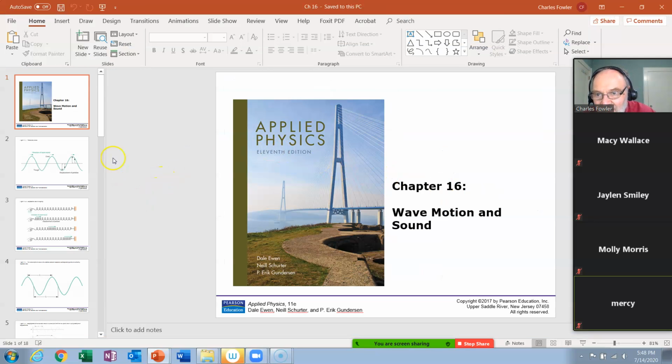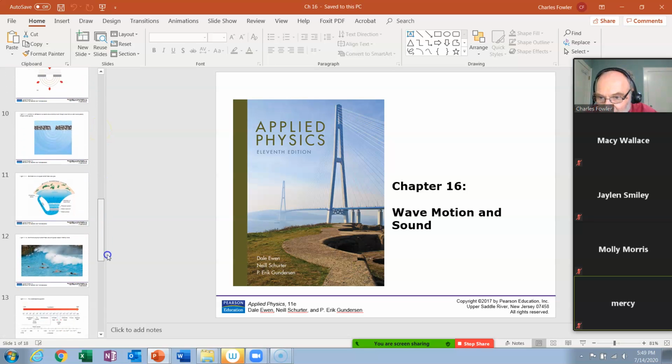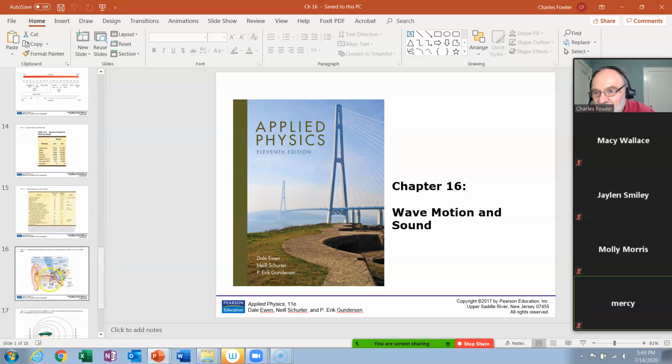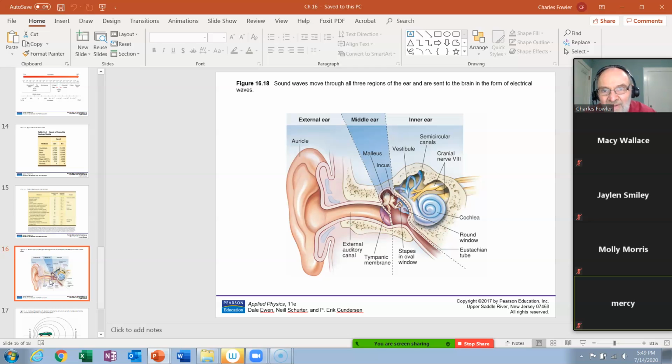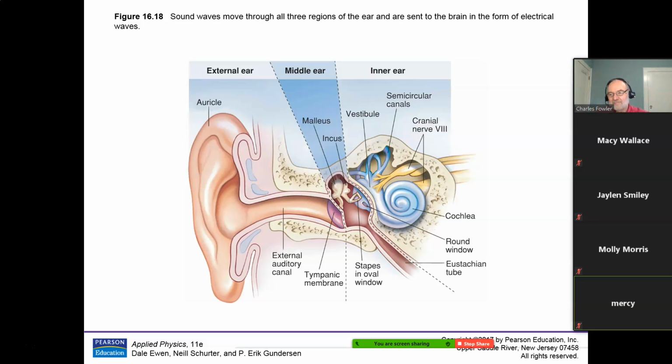Okay. Let's go down to where we are now. Oh, goodness gracious. There was our ear. Okay, let's go back to this. I was showing you in the thing, I forgot it was on the slide set. From current slide. Okay. So this is what we're talking about. This is the ear you see.